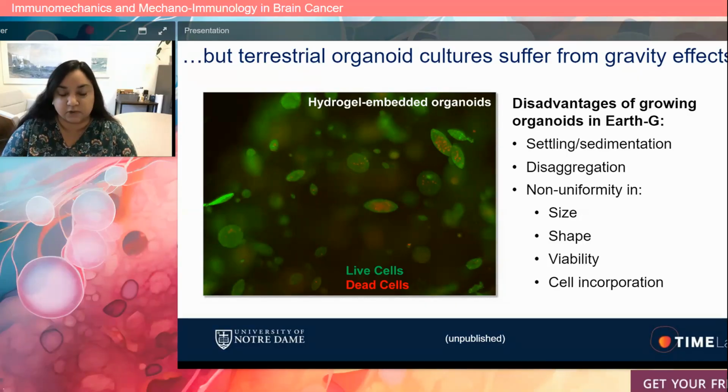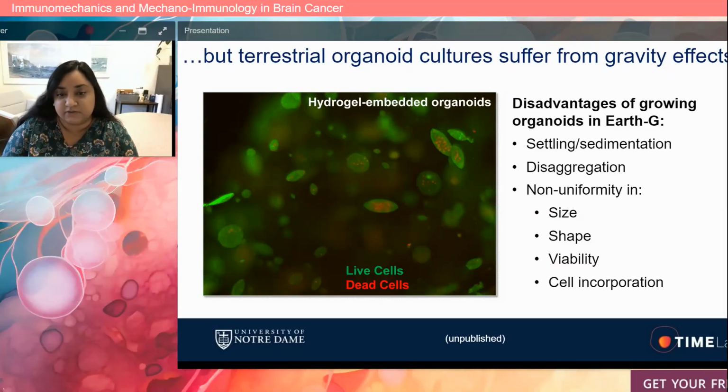We see non-uniformity in the size of these spheroids, in the shape. You can see in this image some are perfectly round, others are sort of football shaped. The viability, in this case, we're showing images of live cells in green versus dead cells in red. And also that cell incorporation. If we're really trying to get multiple cell types, this can be a problem with organoids grown on Earth.